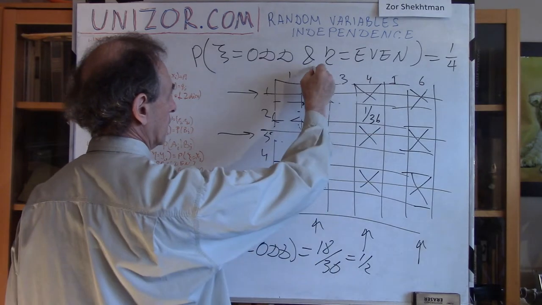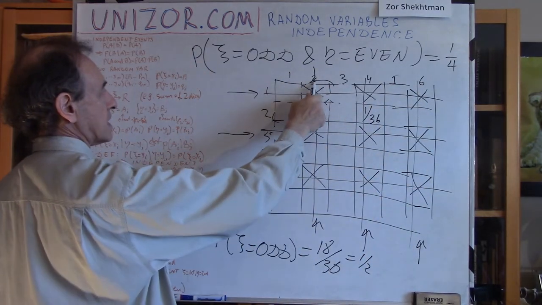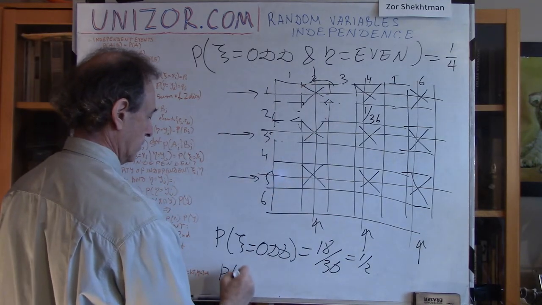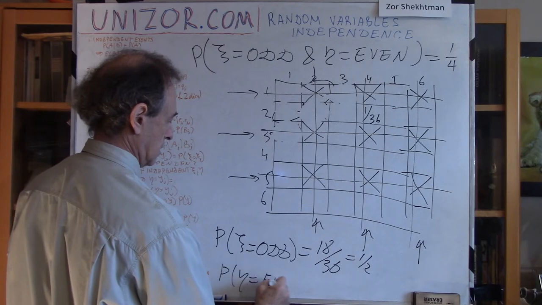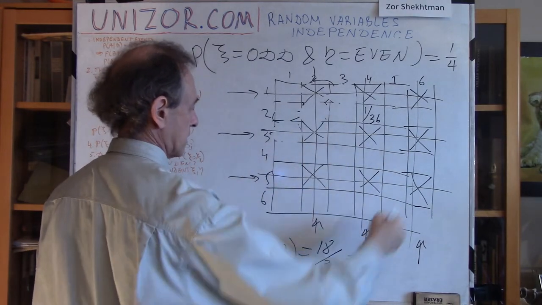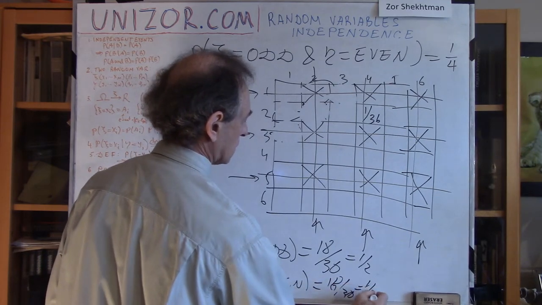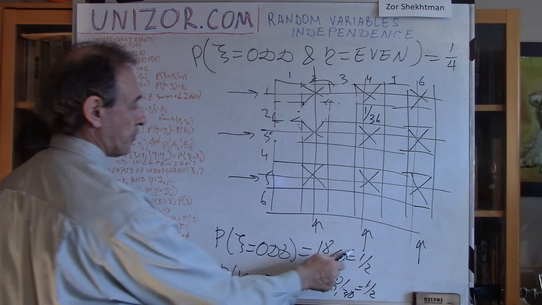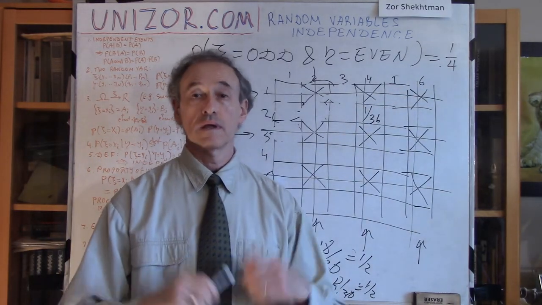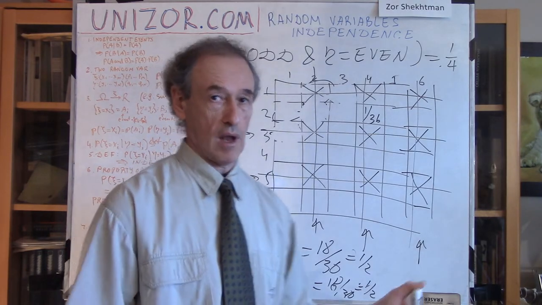Now, what's the probability of the second being even? Well, it's all of these, and all of these. So the second one is even, and it doesn't matter what the first one is, right? So this is also 6 plus 6 plus 6, 18/36, which is also another 1/2. And their product is 1/4. And that's the proof that these two random variables are independent.